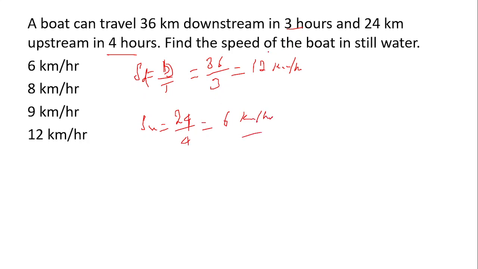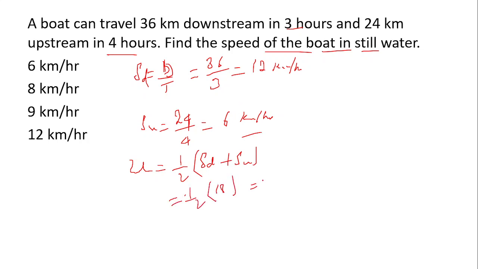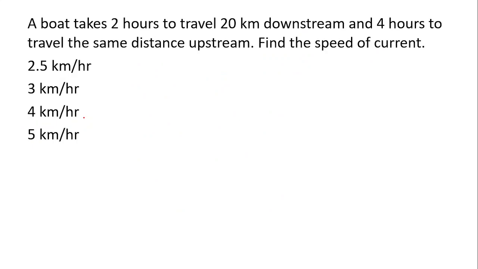Find the speed of the boat in still water. Speed of the boat in still water means we have to find U. U means half of SD plus SU, which is half into 12 plus 6, how much? 18, which is 9 kilometers per hour. Option C, 9 kilometers per hour. This is what we calculate. Let us move to the next question.